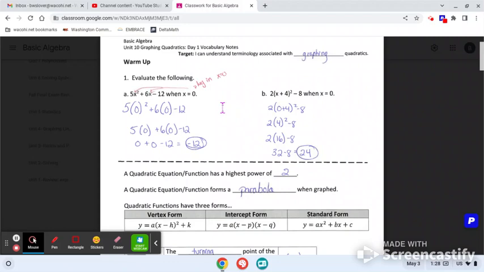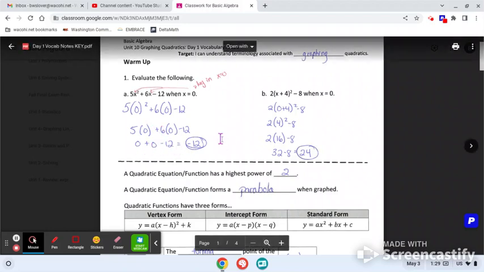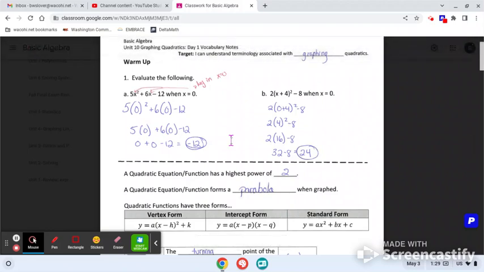So our warm-up is just evaluate the following when x is 0. So anywhere I see an x, I'm going to substitute in, I'm going to plug in a 0, and then I'm going to follow the order of operations. So after the substitution, I'll do the exponents first. That's first in my order of operations. And then I'll do the multiplication, and then finally I'll do the subtraction. So I get 0 plus 0 minus 12 equals -12.